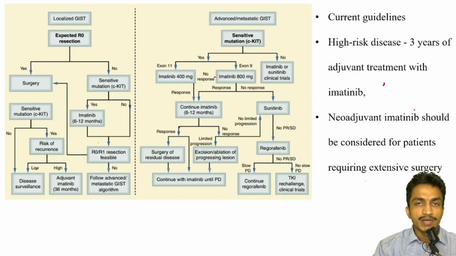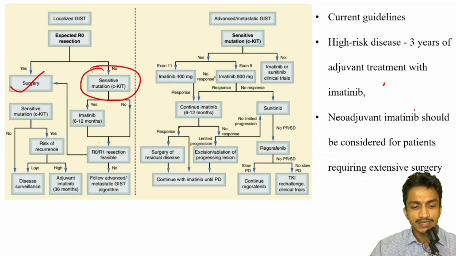Coming to the treatment algorithm, if we are able to resect the GIST, then we should go forward with surgery. If not, then we should assess for the mutations. If there is a sensitive mutation, then we should give Imatinib for nearly 1 year. Then we need to see if R0 or R1 resection is feasible. If after giving Imatinib resection is possible, then we should go forward with surgery. If not, then we should go according to the advanced or metastatic GIST algorithm.